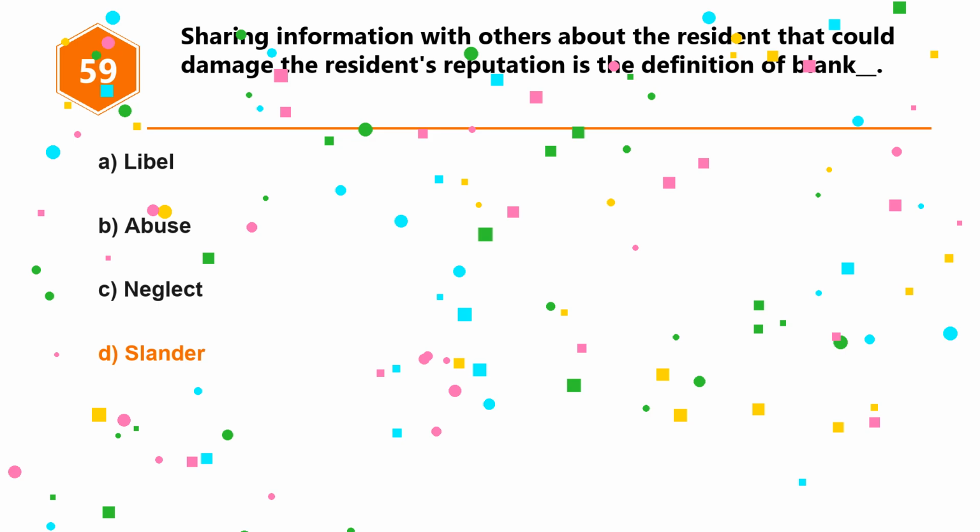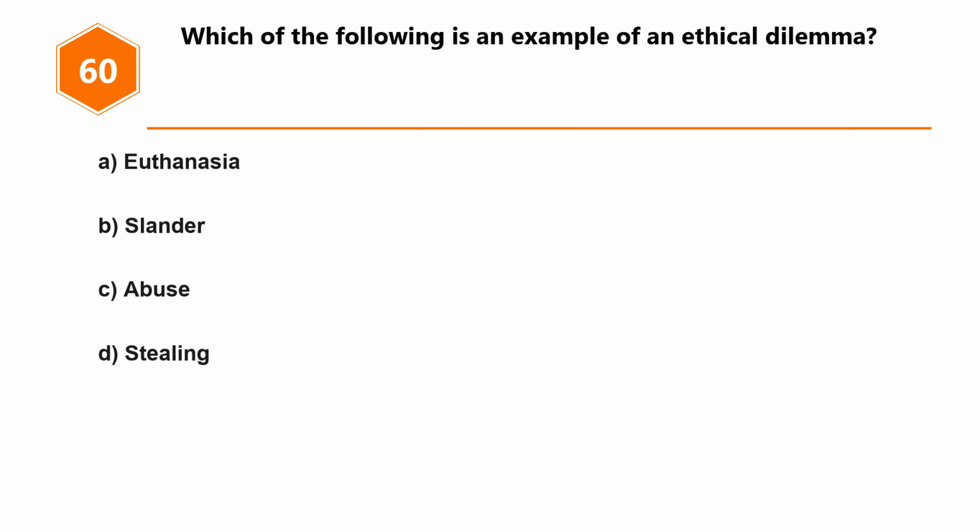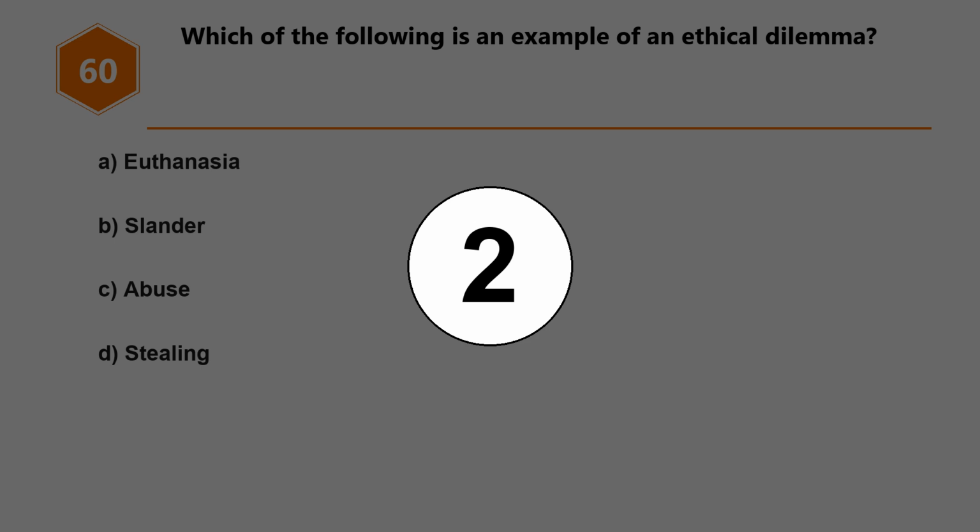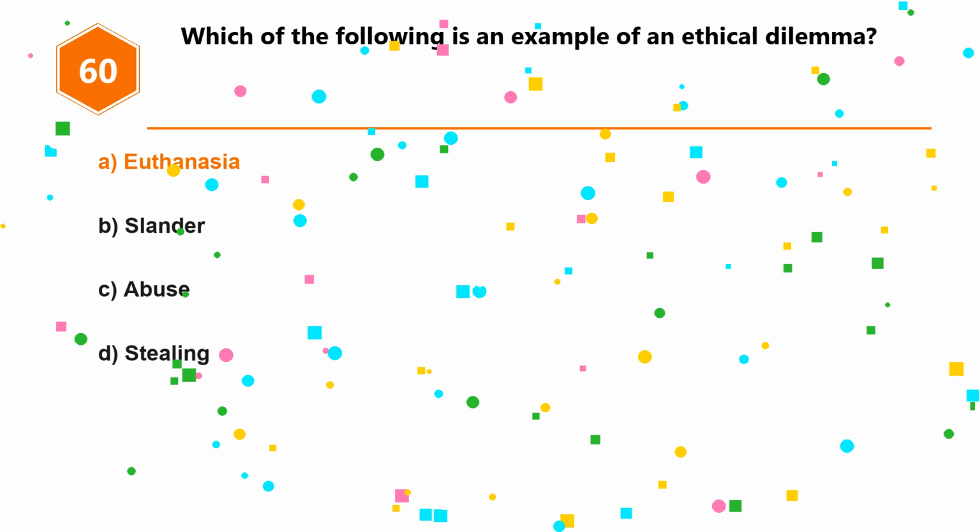The correct answer is option D. Slander. Question 60. Which of the following is an example of an ethical dilemma? Option A. Euthanasia. Option B. Slander. Option C. Abuse. Option D. Stealing. The correct answer is option A.